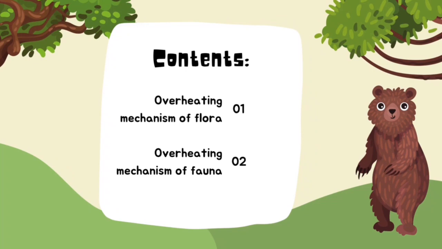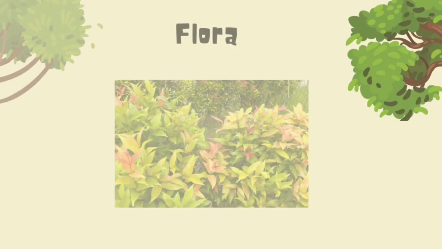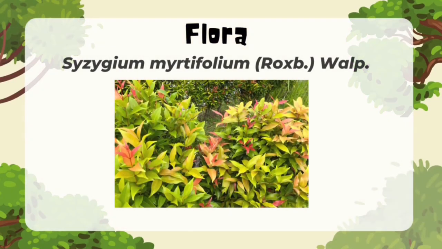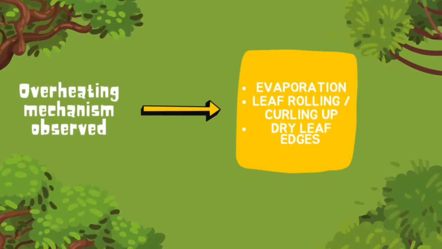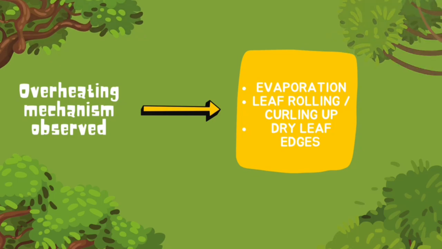The show contains two topics. The first one is overheating mechanism of flora, and the second one is overheating mechanism of fauna. Our chosen flora is Syzygium myrtifolium Walp. Overheating mechanism in flora can be divided into three mechanisms, which are evaporation, leaf rolling, and dry leaf edges.